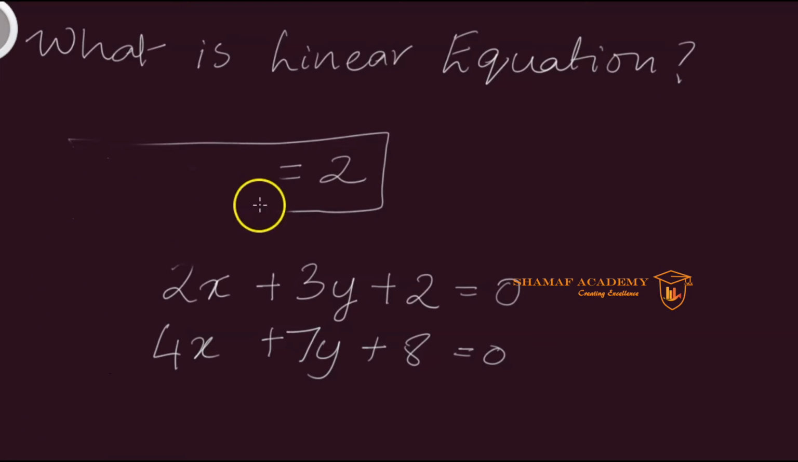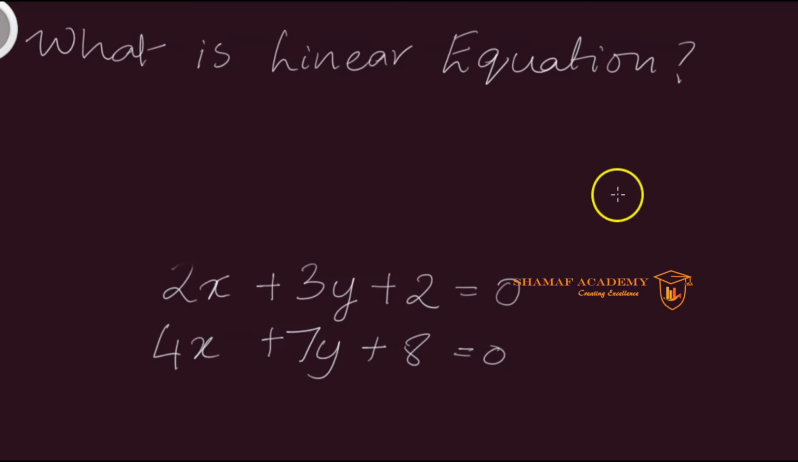Now from this right here, we can make an idea about how the general form of linear equation can be. The general form of linear equation is ax plus by plus c equals 0. As you can see, it is matching right here.